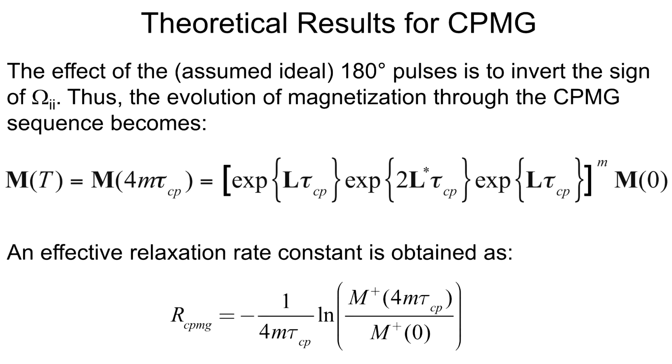comprise one CPMG block, in which the middle term, evolution for 2 times tau CP, evolves under a matrix for which we've taken the complex conjugate. That reflects the effect of the 180-degree pulse. And then this whole block will be repeated some number of times to plot out the relaxation decay. You usually start with m equals 1 and then make it larger, so the overall relaxation time becomes larger.